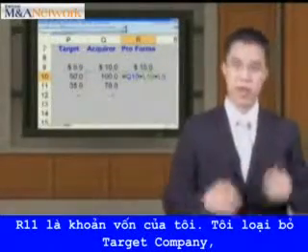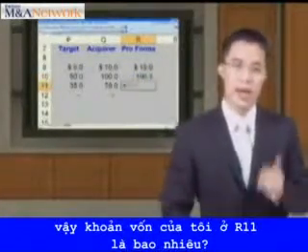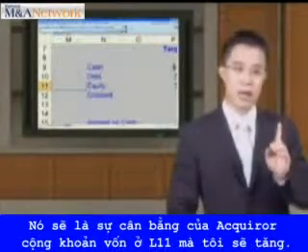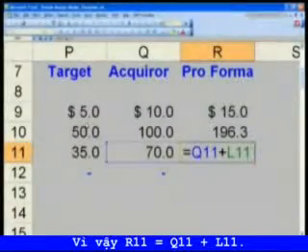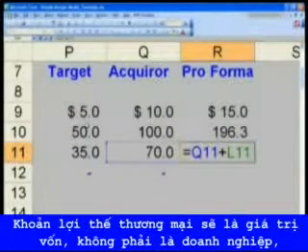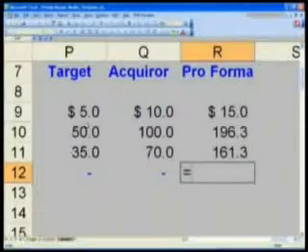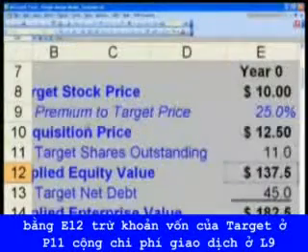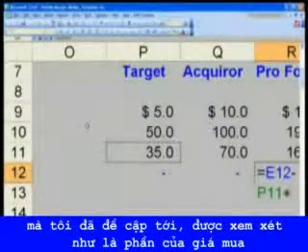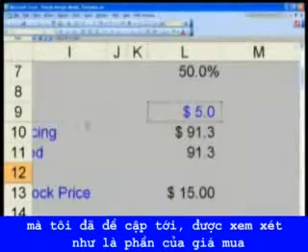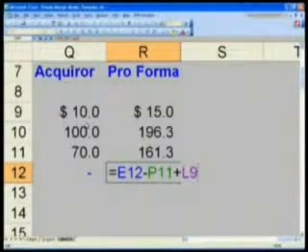R11 is my equity. I'm blowing away my target company, so what's my equity in R11? It will simply be my acquirer's balance plus the amount of equity that I'm going to raise, which is L11. So R11 will say Q11 plus L11. Goodwill is fairly straightforward as well. Goodwill would be equity value, not enterprise value. So that equals E12 minus my target's equity, P11, plus L9, because transaction fees, as I just mentioned, are considered part of purchase price, and therefore increase your goodwill.